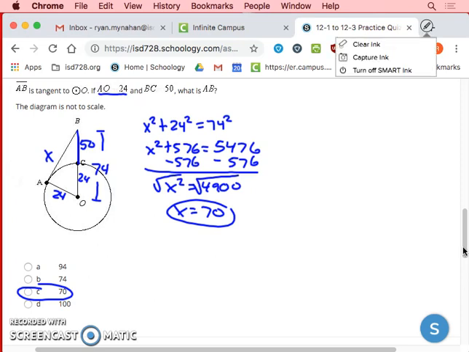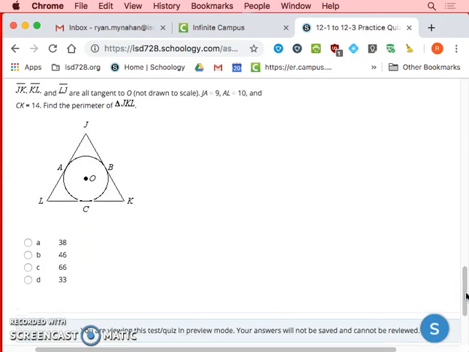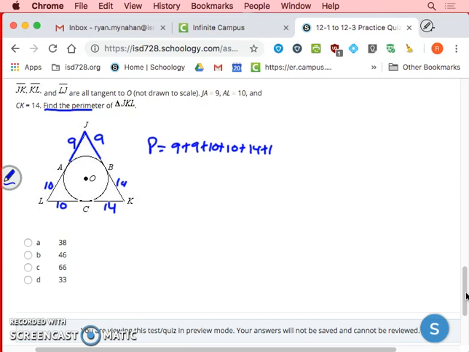Last one about tangent lines. We'll look to number 4. This one is one of the perimeter problems. So we know that JA is 9. We know that AL is 10. We know that CK is 14. Find the perimeter of the triangle. So any tangents that start in the same place are the same length. So I have 2 9s, 2 10s, and 2 14s. So I'm just going to add up all those. So the perimeter is 9 plus 9 plus 10 plus 10 plus 14 plus 14. You should get a total of 66. Okay. So those are the tangent type problems to be ready for.